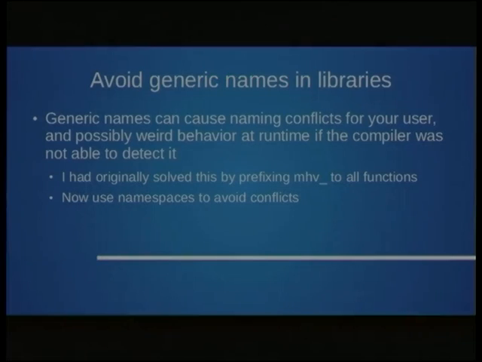So the way I had originally worked around this problem was I was prefixing all of my function calls with MHV underscore, and of course all my class names are also called MHV something, which gave me kind of like namespaces, but not namespaces. And then I learned that C++ actually does have namespaces, which turned out a lot nicer. The code's a lot more readable as a result.